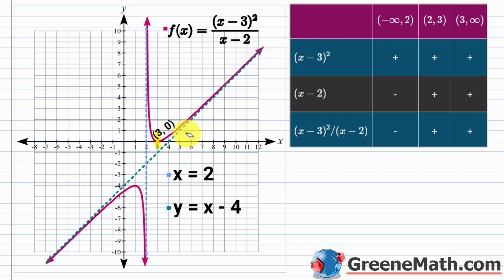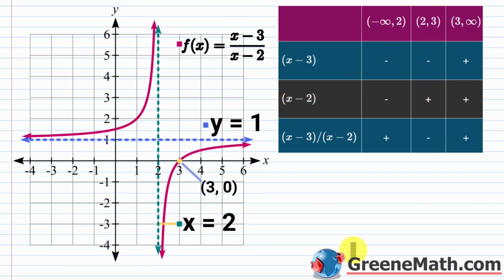So it's just something important to understand when you're graphing these to know the behavior of this, whether or not it's going to touch and turn around or go through. Now here's an example of where it would cross through because you will have a sign change from one side to the other. So now I have f of x equals (x minus 3) over (x minus 2).